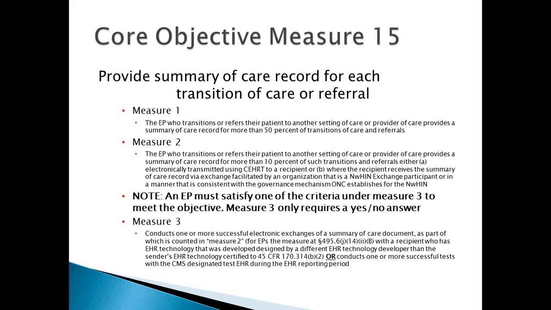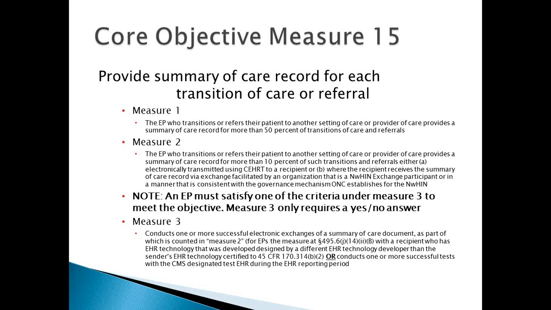Measure 1 of this core measure is that the EPs who transition or refer their patient out to another setting of care or provider of care provide a summary of care record for more than 50% of the transitions of care and referrals. Measure number 2 says that the EPs who transition or refer their patients to another setting of care or provider of care provide a summary of care record for more than 10% of such transitions and referrals, either electronically transmitted or where the recipient receives a summary of care record via an exchange facility by an organization.